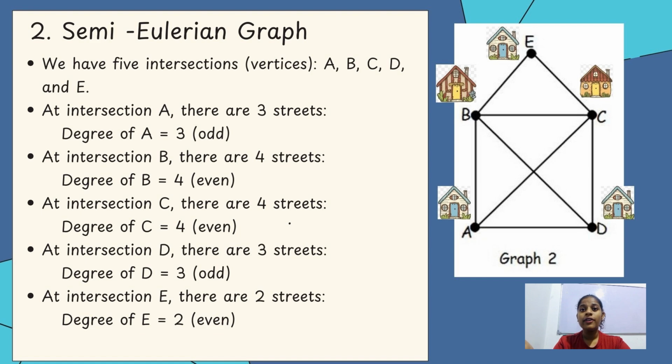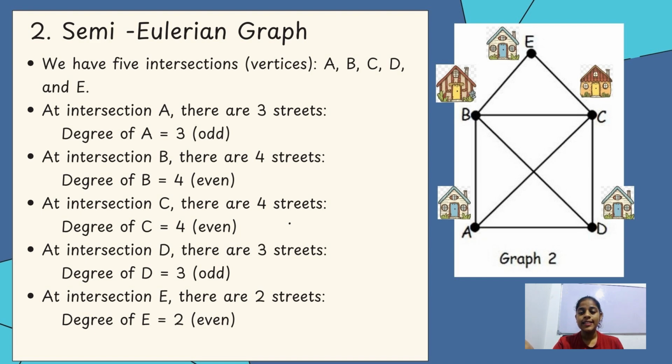He has 5 intersections: A, B, C, D and E. At the intersection A, there are 3 streets: A to B, A to C, A to D. So the degree of A equals 3. The degree is the number of edges connected to a node. At intersection B, there are 4 streets: B to A, B to C, B to D, B to E. Degree of 4. That means it is even.